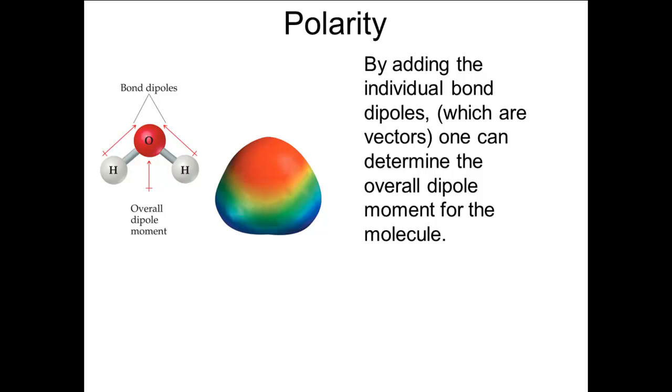By adding the individual bond dipoles, which are vectors, we can determine the overall dipole moment for the molecule. This is not always a simple thing to do, because the vectors and molecules are three-dimensional. We will not actually do any vector addition, which is more often done in physics. However, we will examine the different molecular geometries to see what we can learn about molecular polarity.